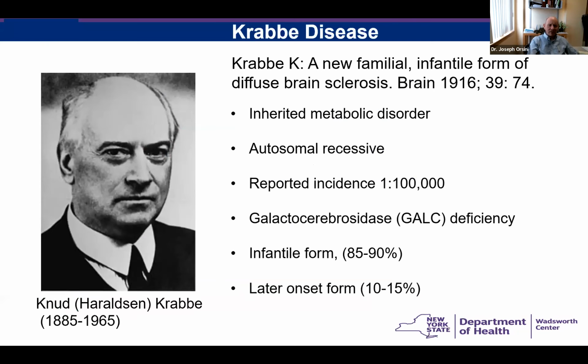Joanne talked a little about this, but the disease was first described in 1916 by Knud Krabbe, and it's since been recognized as an inherited metabolic disorder. It's autosomal recessive, has an incidence reported to be 1 in 100,000, which is kind of being turned around a bit through newborn screening. It's from a deficiency of galactocerebrosidase, and Joanne described how there's varied forms, but the infantile form of disease is still thought to be the predominant form, somewhere in the 80 to 95% of cases falling into this category.